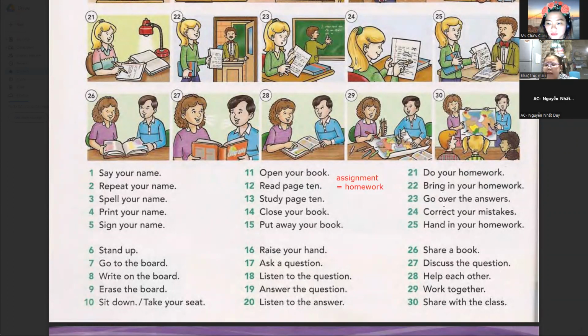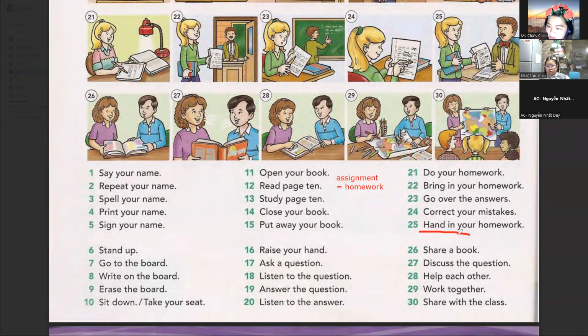Correct your mistake. Number 23 is go over the answer. With this one, you need to answer the question. Number 24 is correct your mistake. Mistake means something that you got wrong. When you say correct your mistake, you need to analyze what makes it wrong so that when you encounter it again, you know exactly what your mistake is.